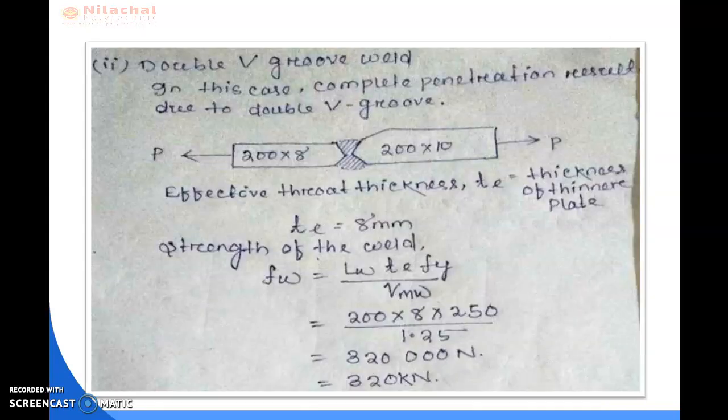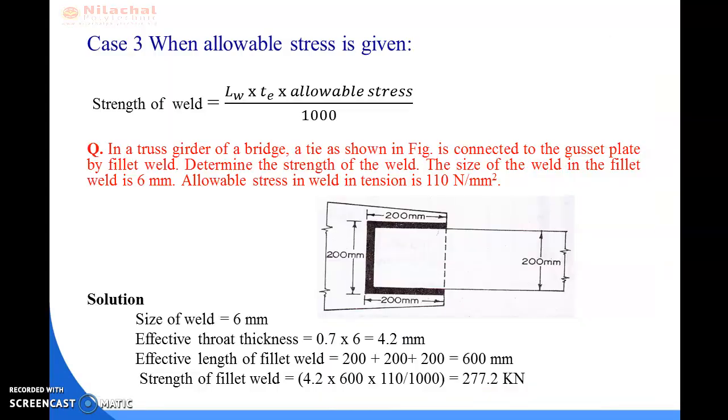And now for today's class, we solve the last case, which is the case of allowable stress. That means whenever in the question allowable stress is given, then how you will calculate the strength of the weld in that case. This is the case of allowable stress. Okay.